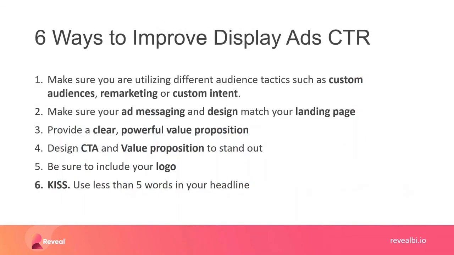But yeah, this is all the same message as before. Look at your industry and then understand where you should be. Because if I'm in real estate and I'm at 0.3%, then you're doing something wrong. So, 6 ways to improve your display ads through click-through.